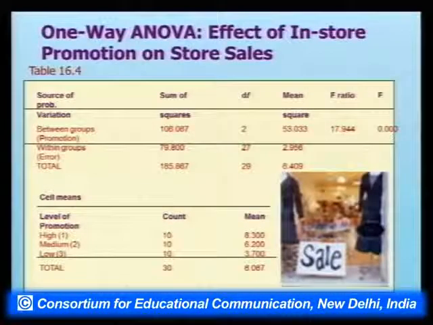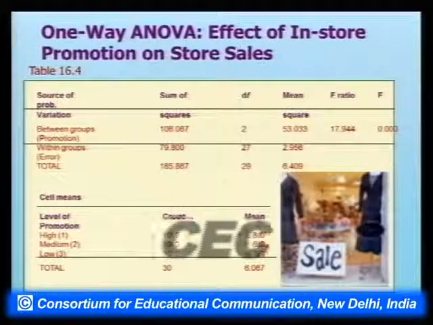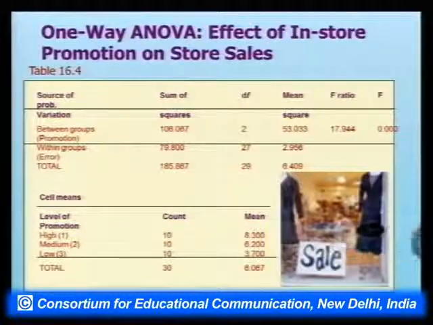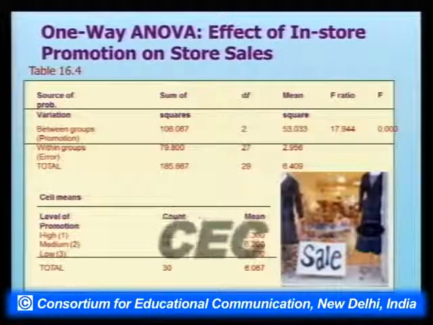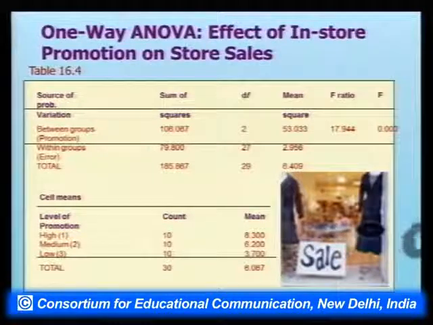So this is the output that we get from SPSS. If you are using a software tool like SPSS, this is the output, and you see that the F ratio comes out to be 17.944. Between groups sum of squares is 106.067, the same as we calculated. Within groups comes out to be 79.8, and overall SSY comes out to be 185.86, which we calculated. The sum of squares added gives the total sum of squares.